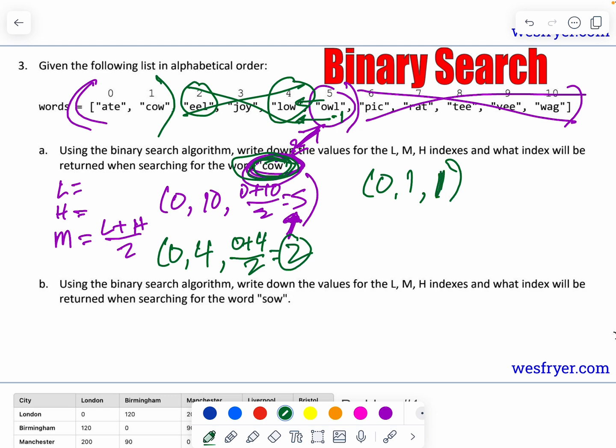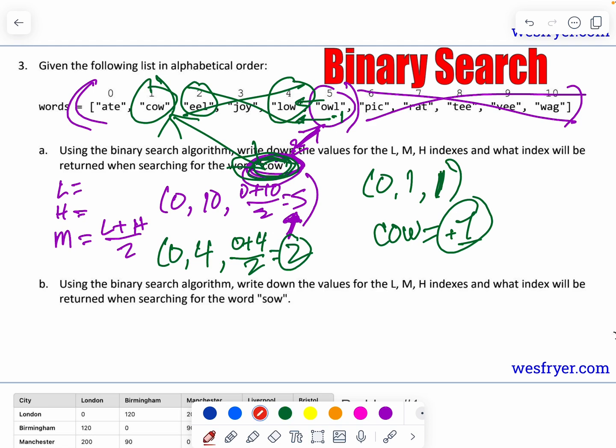Oh, and look at what I find. They're the same, cow, cow. So that means I have found my result. And so the index is going to be a 1. A positive 1 is going to be returned when we find the search term that we're looking for.